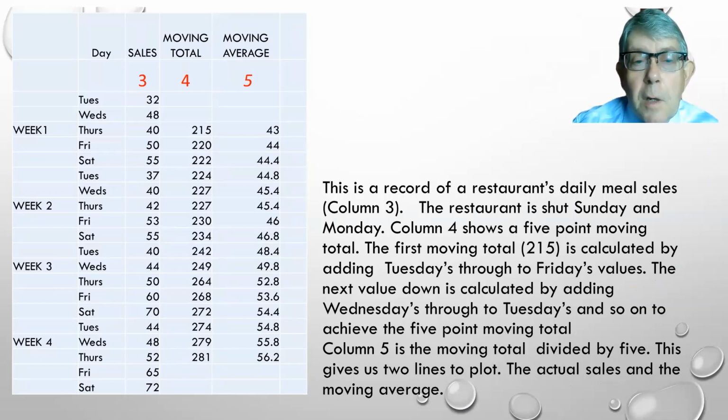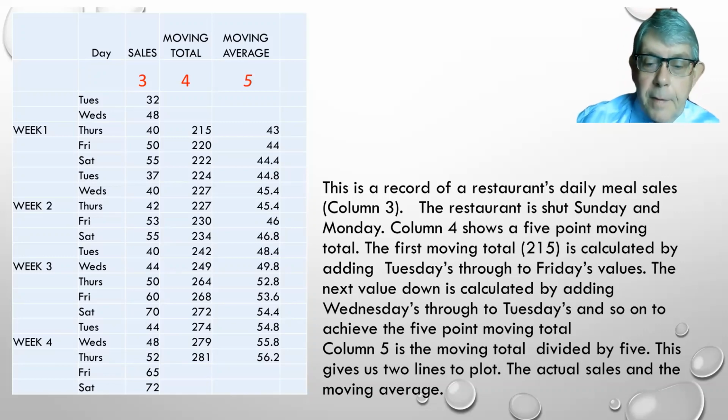The first moving total of 215 is calculated by adding Tuesday's through to Friday's values. The next value down is calculated by adding Wednesday's through to Tuesday's and so on to achieve the 5-point moving total. Column 5 is the moving total divided by 5 to get an average. This gives us 2 lines to plot, the actual sales and the moving average.